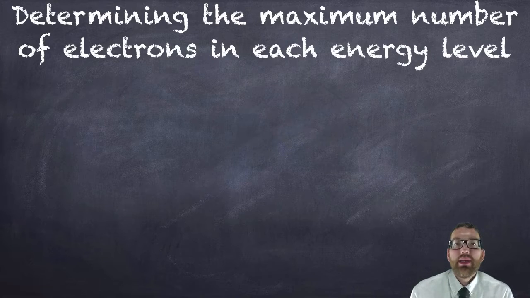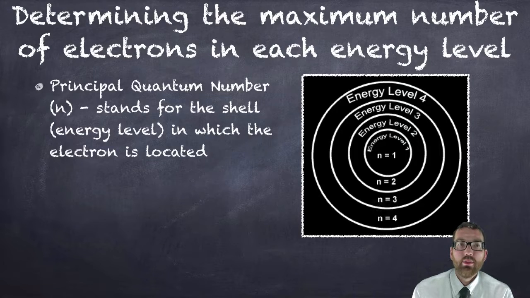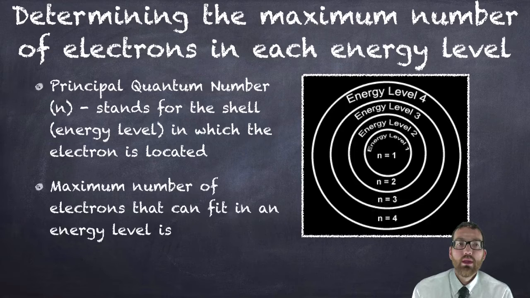Okay, something you will be asked to do on tests and perhaps the Regents is determining the maximum number of electrons in each energy level. So this drawing here shows 4 different energy levels, and the principal quantum number, which we abbreviate with n, stands for the shell, or the energy level in which the electron is located. So the maximum number of electrons that can fit in any energy level can be found with this equation, 2n squared. Unfortunately, this formula is not on your reference table. This is something you would have to memorize.